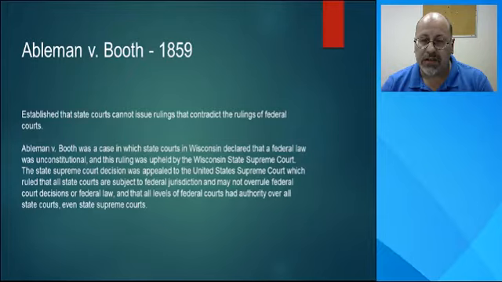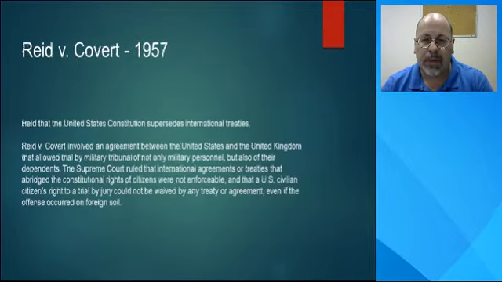The state Supreme Court decision was appealed to the United States Supreme Court, which ruled that all state courts are subject to federal jurisdiction and may not overrule federal court decisions or federal law, and that all levels of federal courts had authority over all state courts, even state Supreme Courts.